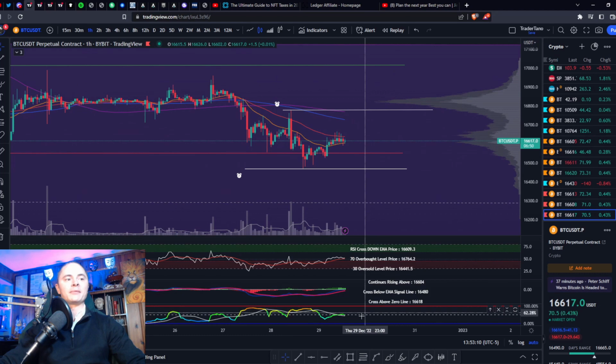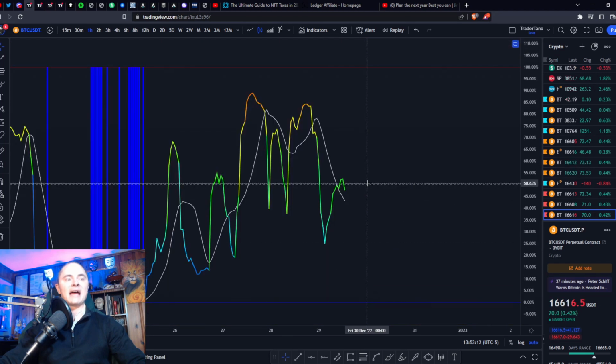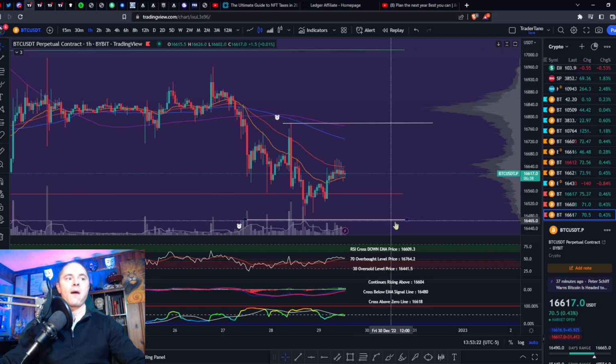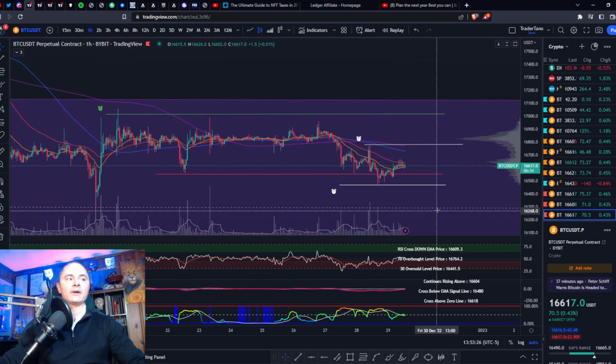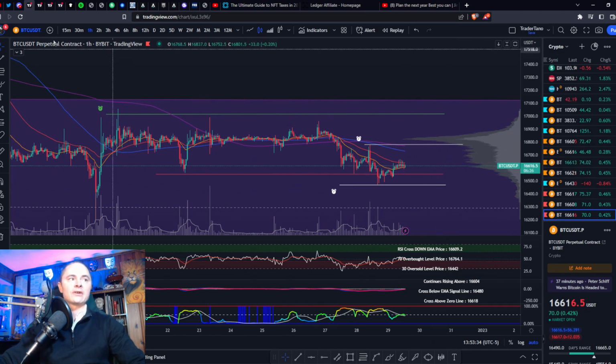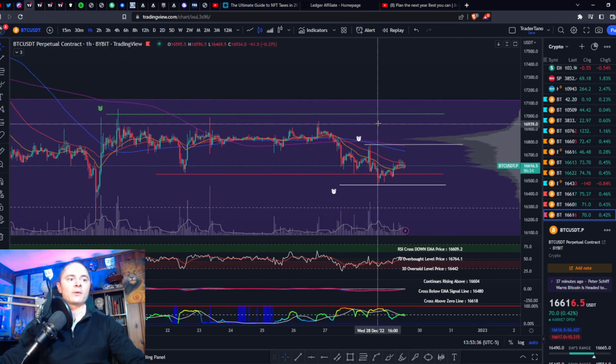Then when your BBWP gets back into the upper zone and that moving average gets a positive slope, I would expect us to go to either 16,770 off the bat or 16,360, and then 16,200. So that's basically what I'm looking at for Bitcoin.